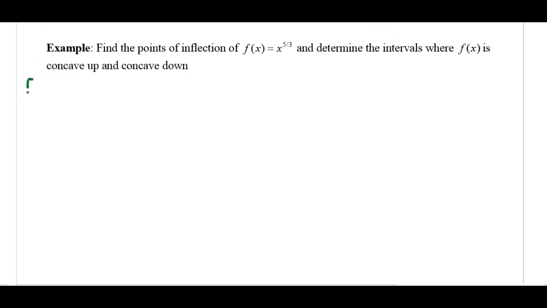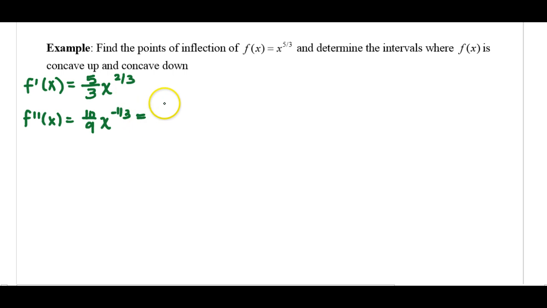So we're going to follow the same steps. We're going to have to find the first and second derivative. So the first derivative is 5/3 x to the 2/3. And the second derivative is going to be 10/9 x to the -1/3, or 10 over 9x to the 1/3. So I need to decide where the second derivative is 0 or does not exist.